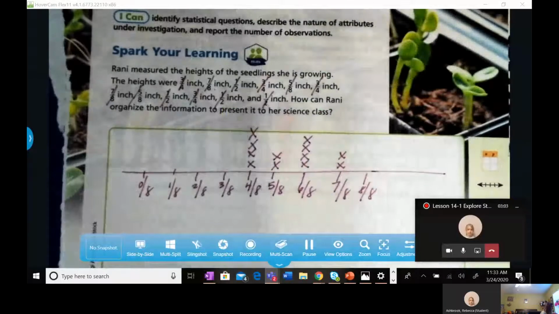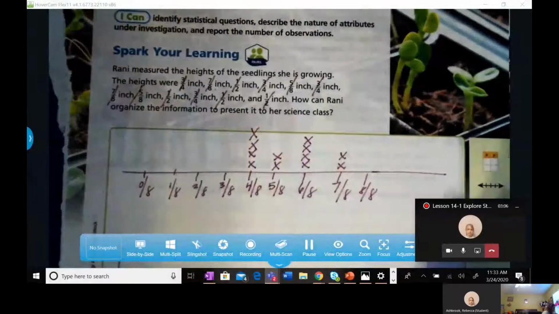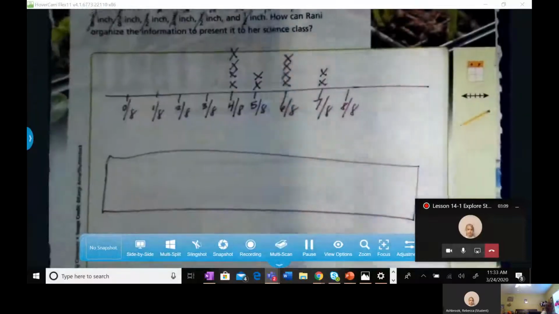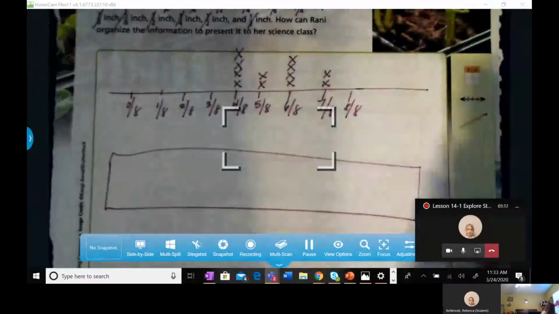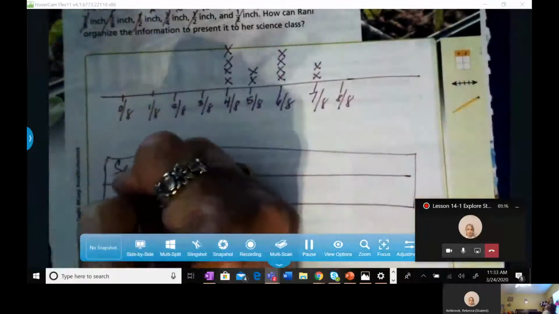All right, so the other thing you could do is you could create a table. If we created the table based on this information, I could label this as seedling and the height.